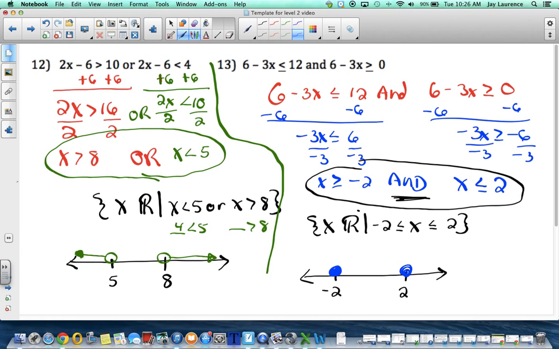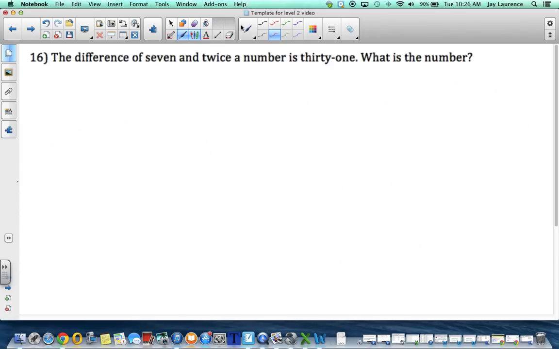Closed points because they're equal. And I've got negative 2 is less than or equal to some number, which is also less than or equal to 2. Well, how about 0? 0 makes that true, and 0 is in the middle, so I'm going to shade in the middle like that. All right, moving right along.